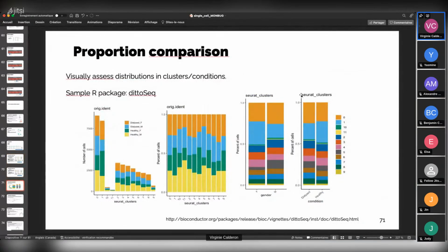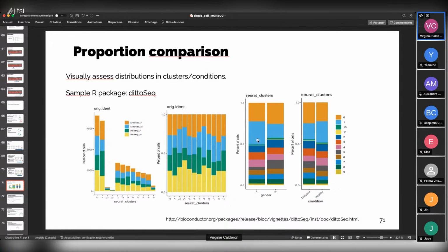Just to finish, after you have maybe integrated your datasets, you can try proportion comparison. So maybe you have two conditions and you want to be able to say, okay, in this condition, I have more cells from this population than in the other one. So you can use maybe the DitoSec R package. It would just facilitate the visualization of the proportion of each population. So it's not a statistical test, it's just visualization of the data.